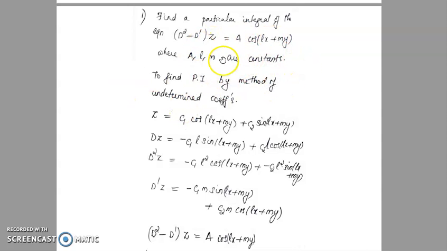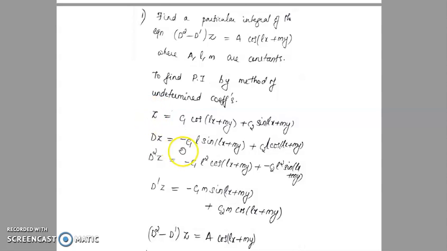So for finding the solution by undetermined coefficients, we assume that the particular integral is of the form z equal to c1 cos(lx plus my) plus c2 sin(lx plus my). Now we need to find the derivatives. So we need to differentiate z twice with respect to x and once with respect to y.